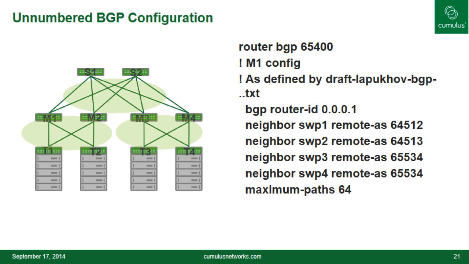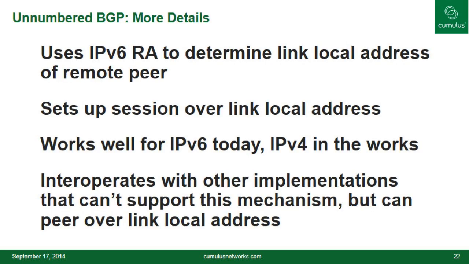This is something that Cumulus Linux has done as part of the ability to simplify configuration. It interoperates with any other configuration. It is a configuration simplification that we have done, not a protocol change. And how do we play this trick? We essentially use IPv6 router advertisement to determine the link local address of the other end, and with that, we set up a session over the link local address. This works very well for IPv6 today, and for IPv4, the work is in progress. We will have a solution out soon. Again, the model is that it should work in a standard way, interoperable with other vendors, not in a way that forces you down a particular path.